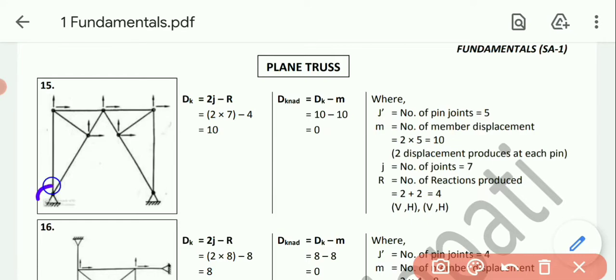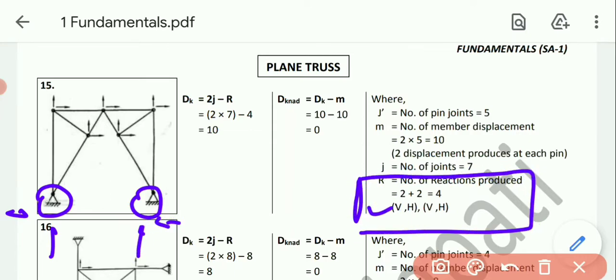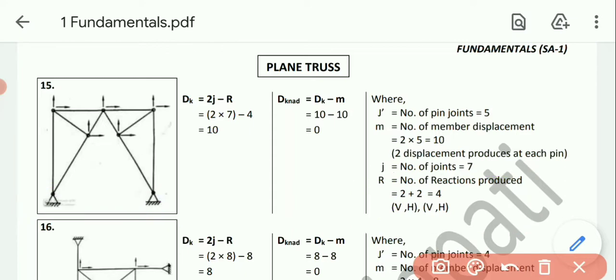So first of all, capital R. There is a hinge support, so 2 plus 2, over here also 2, so ultimately capital R will be 2 plus 2, the number of reactions produced. Then J, that means the number of joints, so 1, 2 and this 3, 4, 5, 6, 7, so the number of joints stands for 7.